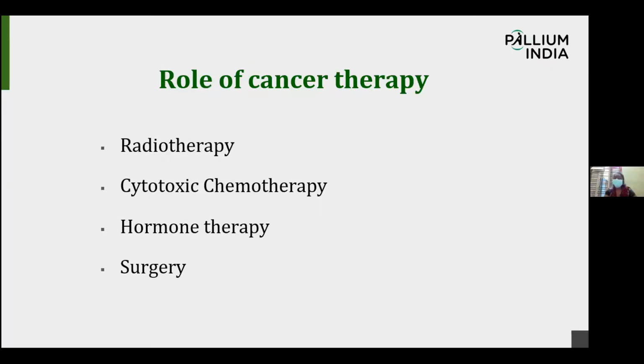And the role of cancer therapy: radiotherapy, cytotoxic chemotherapy, hormone therapy, and surgery, debulking surgery. If possible, you can send the patient for debulking surgery. And radiotherapy, cytotoxic chemotherapy, and hormone therapy will help to reduce the size of the tumor. That way we can prevent bleeding.